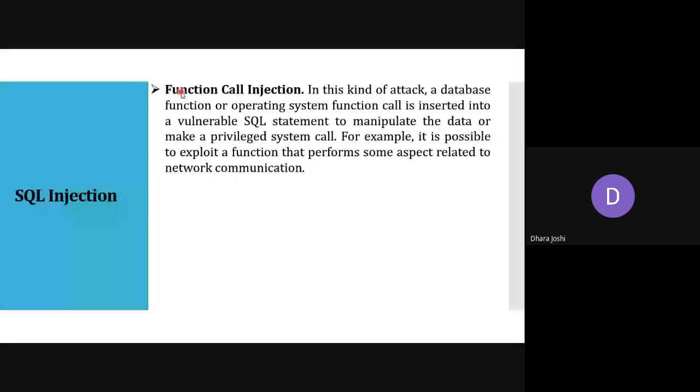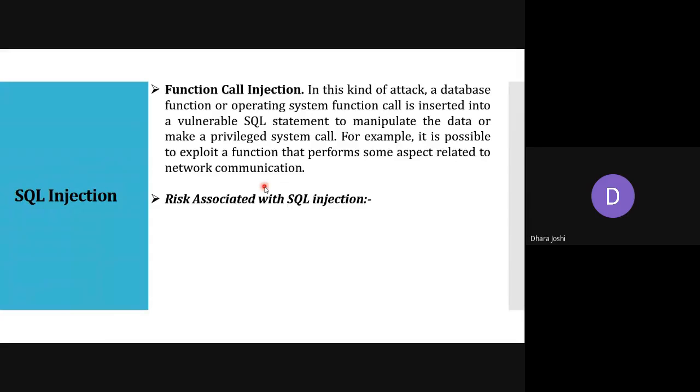For example, it is possible to exploit a function that performs some aspects related to network communication. Whenever we are sending data through a network channel from one person or one system to another, we can intercept it in between and perform a function call injection.